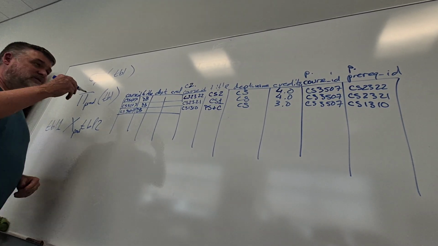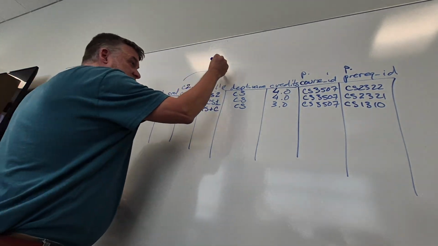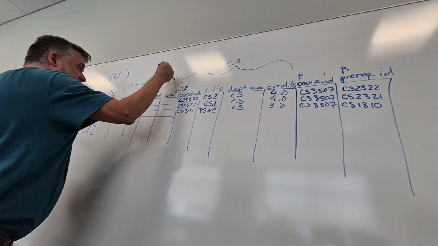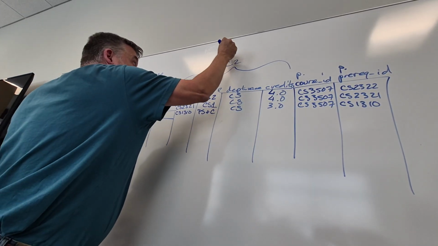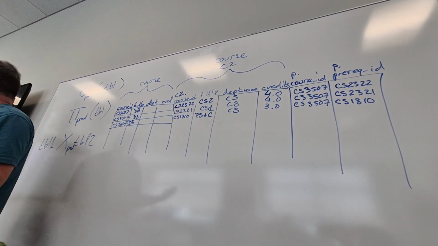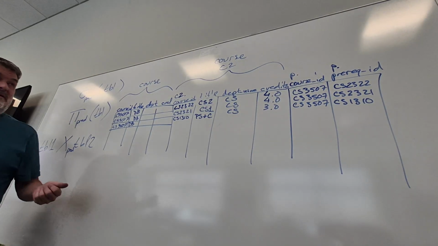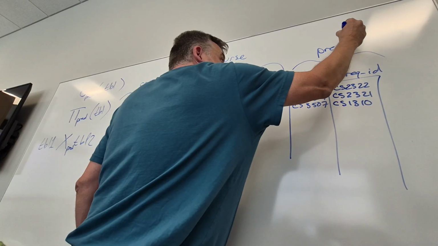That makes sense, Preston? I'm hearing a whole bunch of silence here, but all of this stuff comes from the C2 table. All of this stuff came from the course table. And really, C2 is just another name for the course table. The path that I took, I ended up having to join to it twice. And then, of course, all of this stuff came from the prereq table.